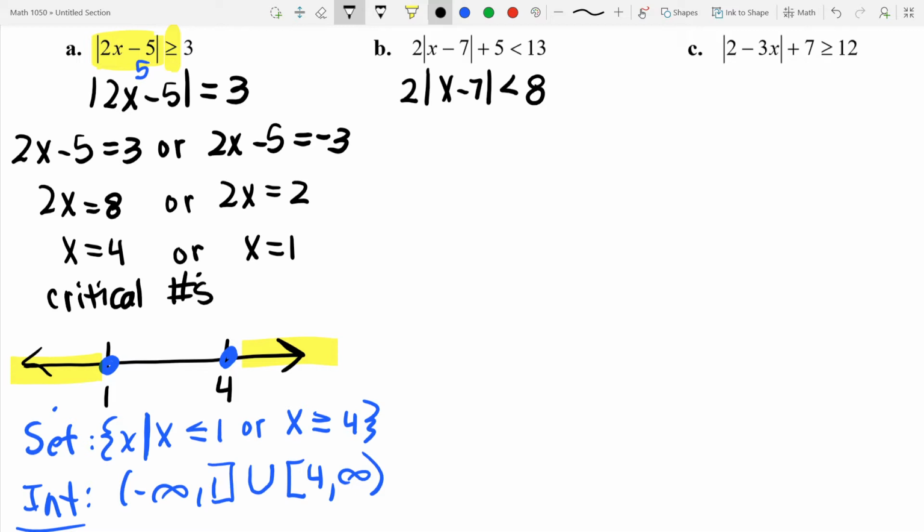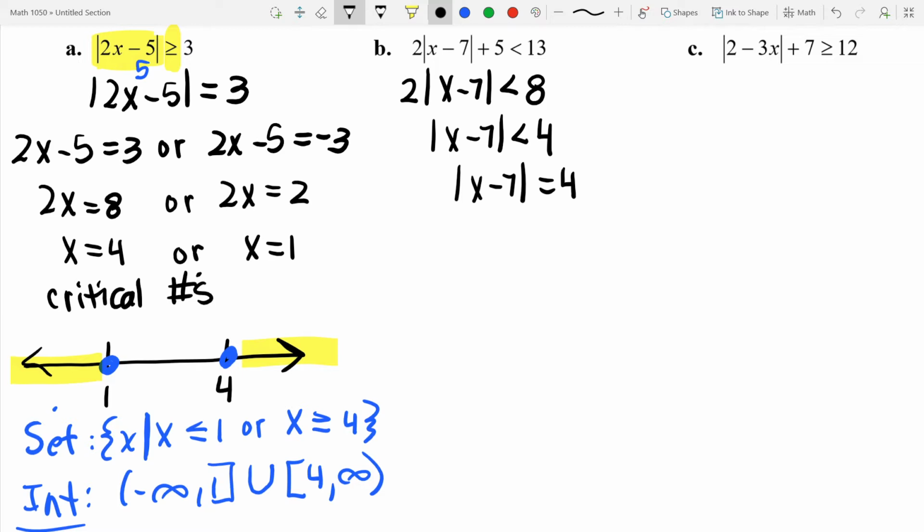Am I alone? No. What do I do? Divide by 2. So now you have the absolute value of x minus 7 is less than 4. Am I alone now? Yes. So I'm going to write it as an equal sign. The absolute value of x minus 7 equals 4. So isolate it, switch it to an equal sign. Don't look at the steps. Tell me what we do now.